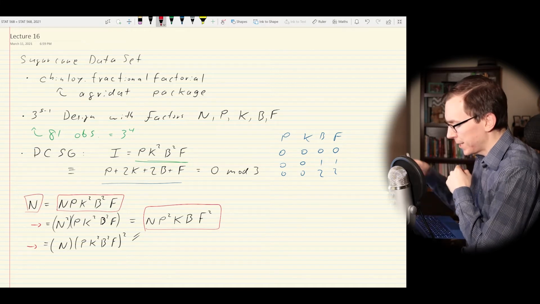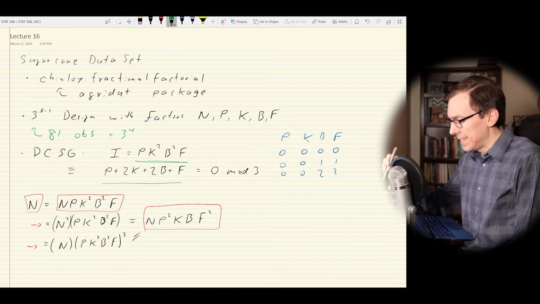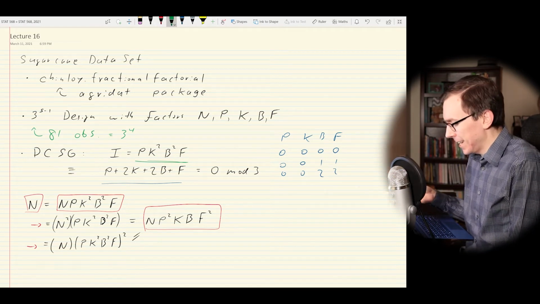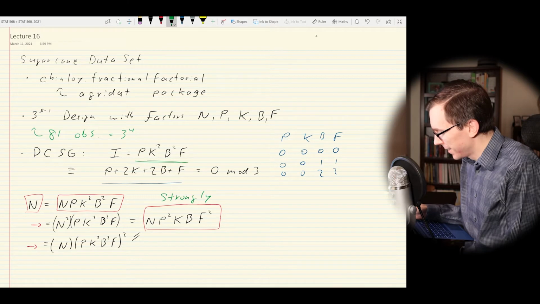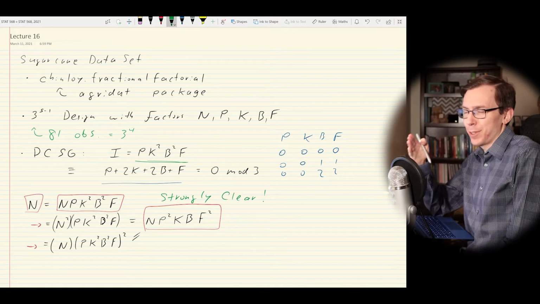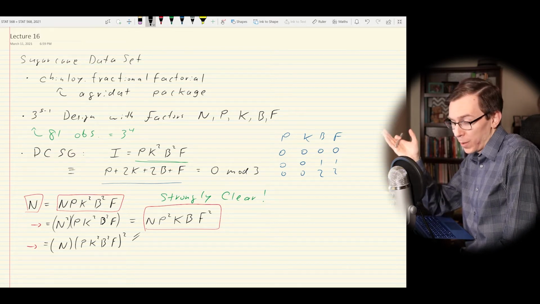So this is looking pretty good for n, right? N is strongly clear in the sense that it is only aliased in this case with five-way interactions. So it's actually even better, because strongly clear just requires n to be aliased with four-way or higher interactions. In this case, we don't even have a four-way, we have a five-way.